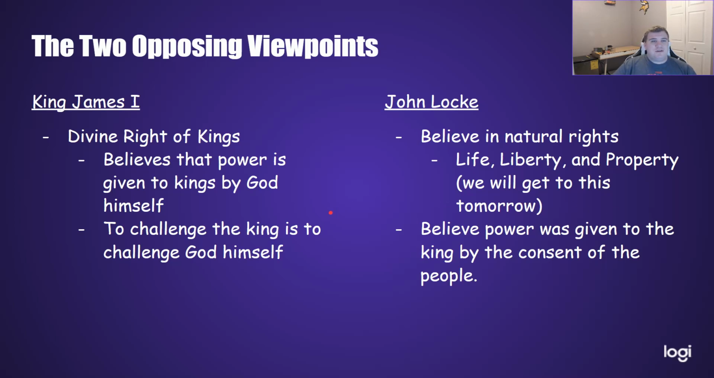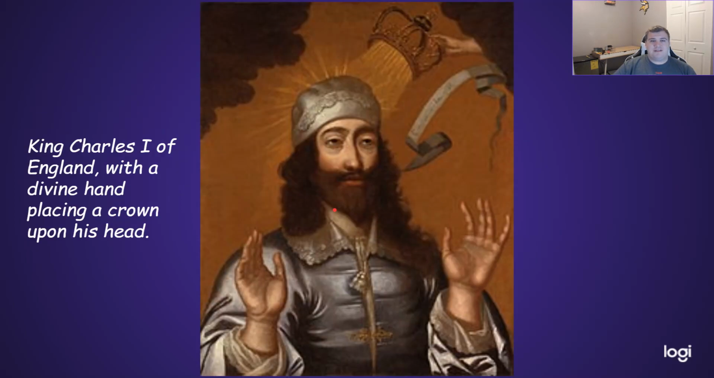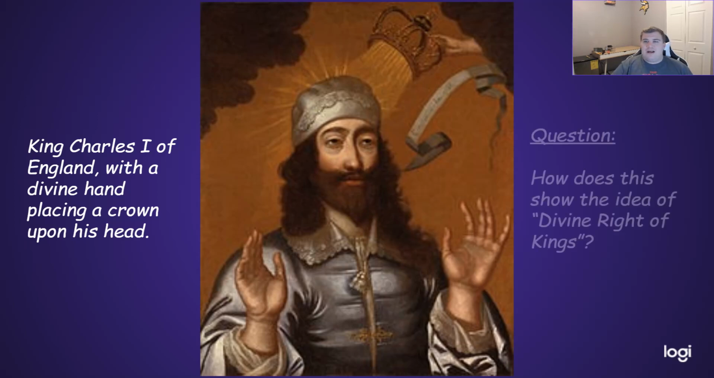So much so that King James actually tries to rebut this a little bit with some art that we see during this time period. This is actually an image of King Charles I of England. This is an image of him getting his right. Basically, what I'm going to ask you here, and this is your extra credit for the day, is to email me answering this question: how does this show the idea of the divine right of kings? You are going to get some bonus points on this assignment.